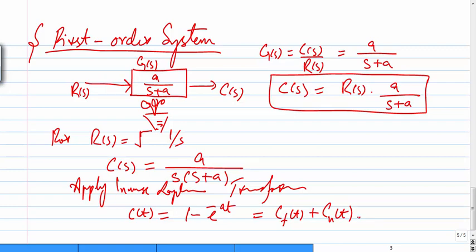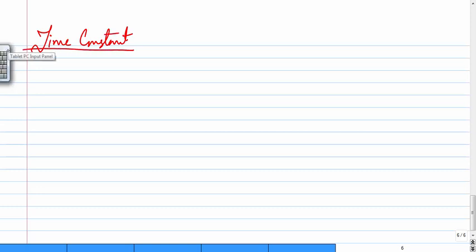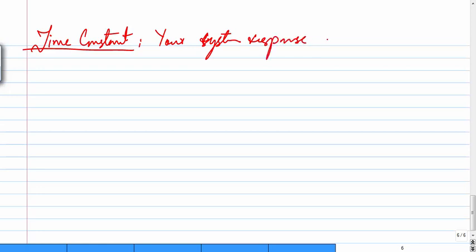Now we define some points for this type of response. The first one is known as the time constant. The time constant is defined as follows: when your system response reaches 63% of the final value, we call that the time constant.